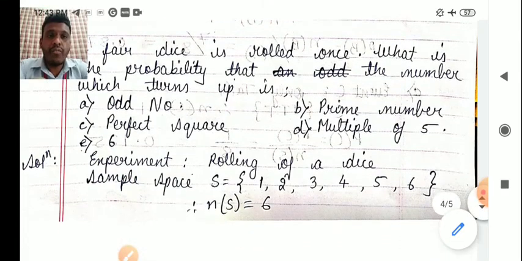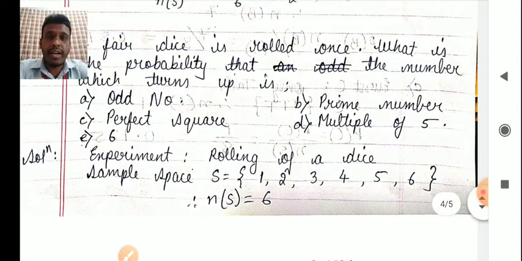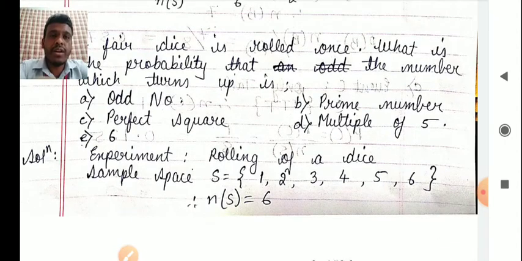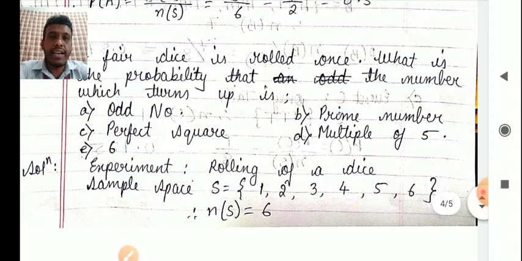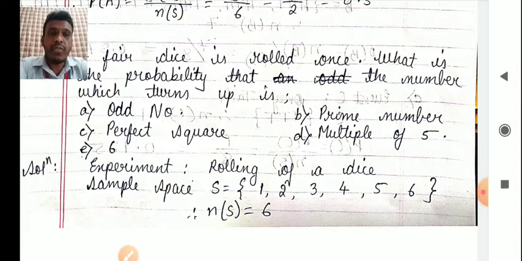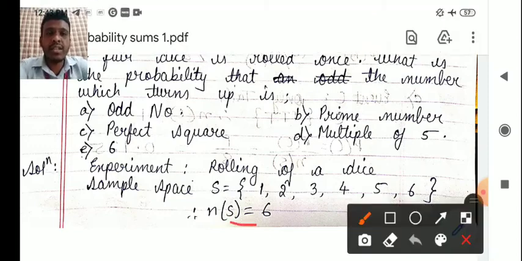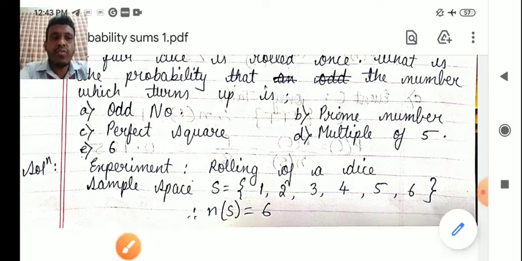So what is an odd number? Everything except the definition I've given you. Then we'll take this problem. Experiment. What is the experiment here? It is rolling of a dice. A dice is rolled once. So the sample space remains the same. What are the possible outcomes when you roll a dice? It is either 1, 2, 3, 4, 5, 6. So one of these 6 outcomes you will get, and hence n(S) is equal to 6. Fine.